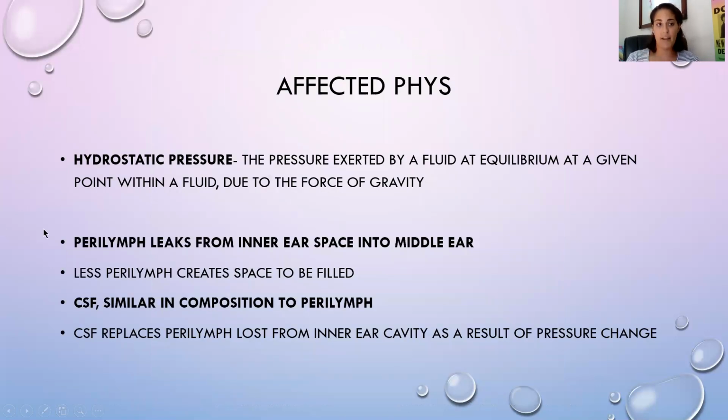So here I defined hydrostatic pressure for you guys. It's the pressure exerted by a fluid at equilibrium at a given point within a fluid due to the force of gravity. So when you have force pressing down on the other one, they'll equalize. Perilymph leaks from the inner ear into the middle ear, and it's just replaced with the cerebrospinal fluid. It's a result of the pressure change. So the same way that your eustachian tube is regulating the pressure, the aqueduct is regulating a different kind of fluid pressure. I thought that was actually really interesting. Kind of answered a question by accident.